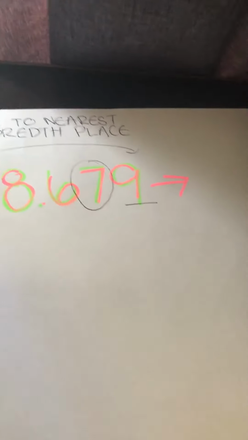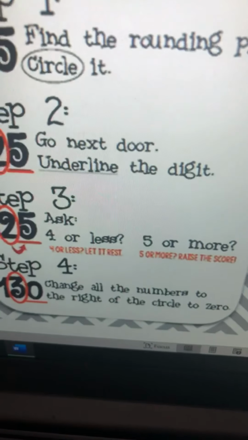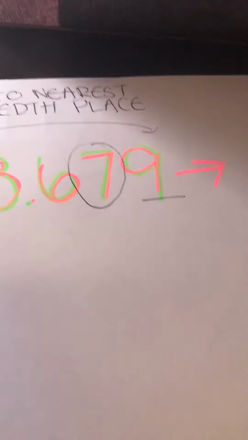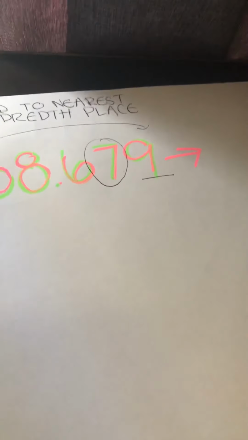So then you're going to go next door and you're going to underline the digit. In this case, it's 9. And if you remember, 4 or less, you let it rest. 5 or more, you're going to raise the score or let it soar. So in this case, it's 9, so it's more, so you're going to raise it.